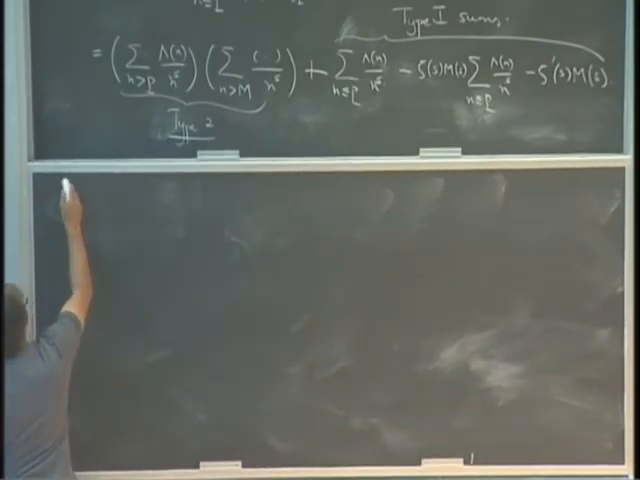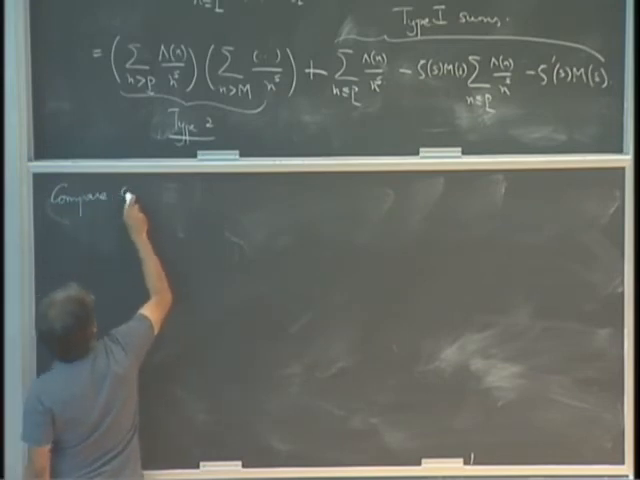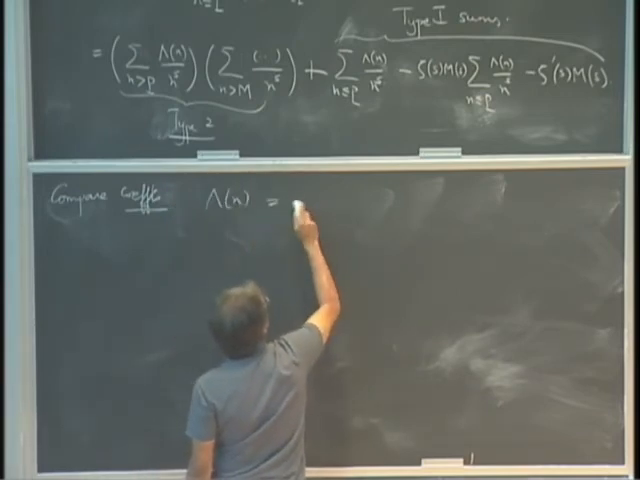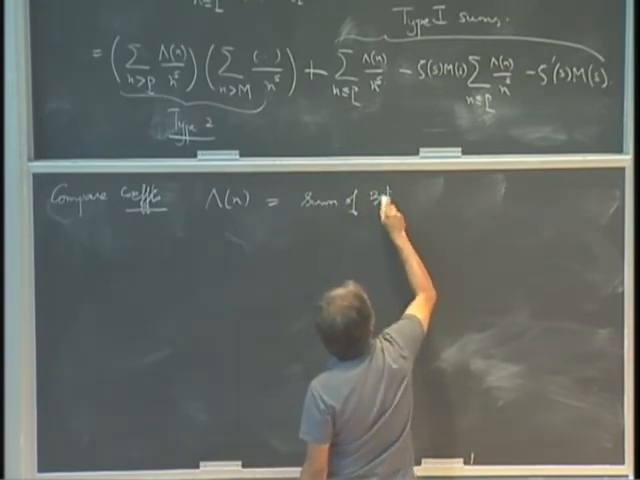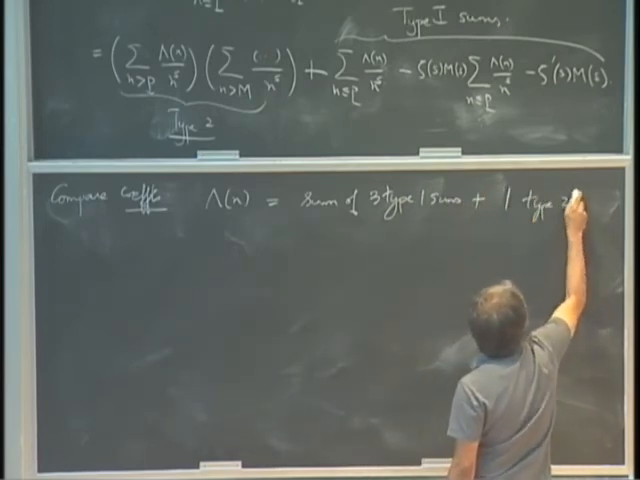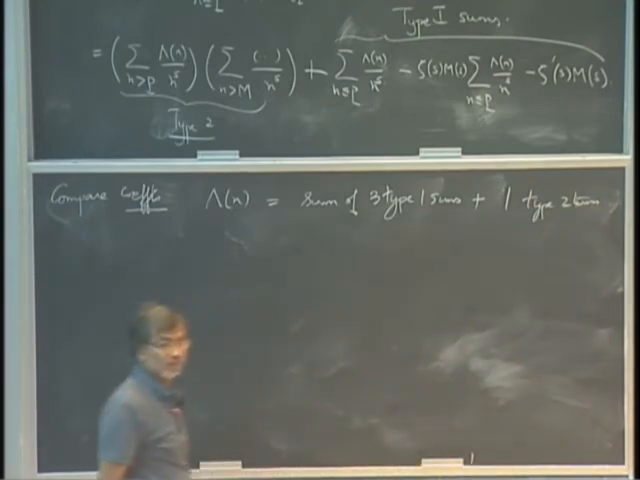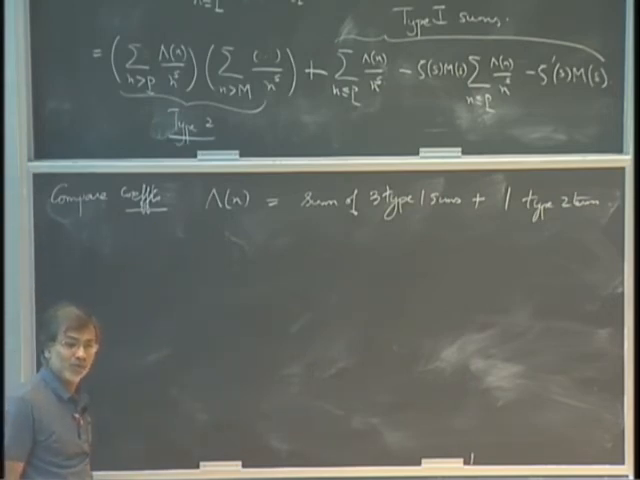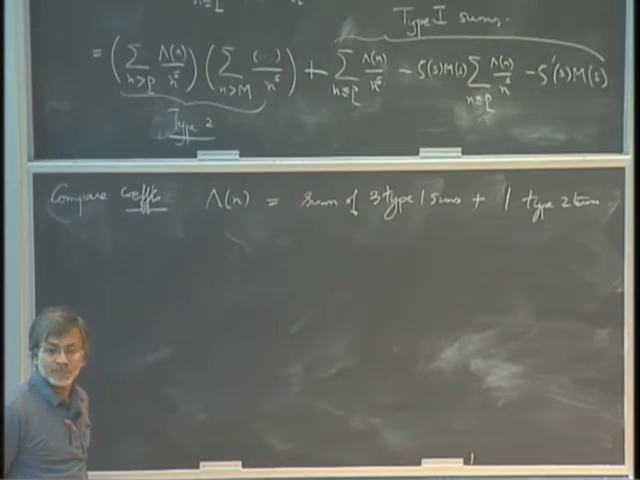So if you compare coefficients, then you get an identity for lambda of n as a sum of 4 terms, 3 type 1 sums plus 1 type 2 term. Okay, and it really doesn't matter what the sums that arise are. They're all going to be bounded by a suitable divisor function or by logs, right? And you can write them down explicitly if you like, but there's no reason to do so. Is this good?